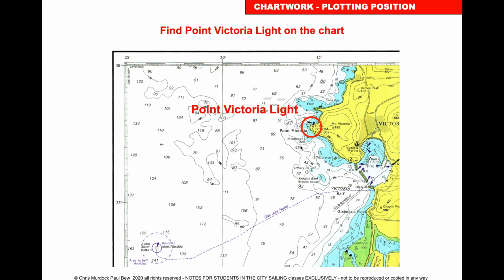The position of a light on a lighthouse is in the dot in the middle of the star. So here's Point Victoria Light, dot, star. We know it's a light because it's got a little purple or magenta teardrop to it, but the position is right in the middle of the star there.